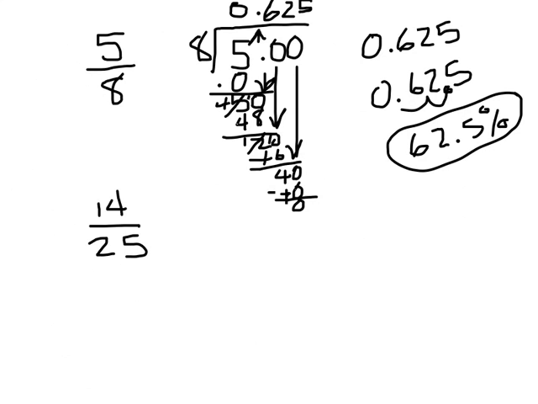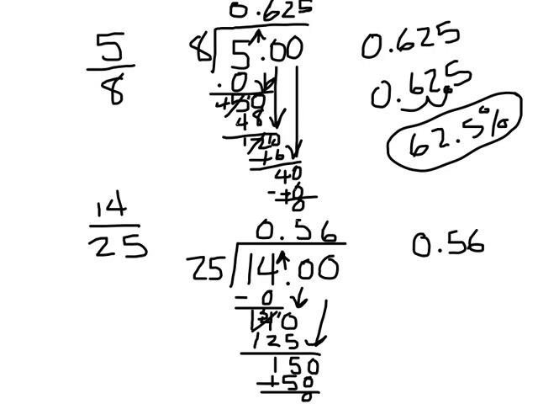Let's try another. Convert 14/25 to a percent. Go ahead and convert 14/25 to a decimal. 14/25 is the same as 56 hundredths. Now let's convert that decimal to a percent. Go ahead and convert 56 hundredths to a percent. When I multiply by 100, or move the decimal twice to the right, the answer I get is 56%.